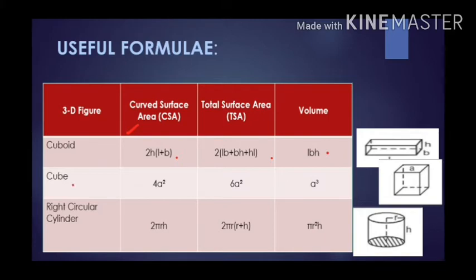For cube, all the sides are equal, and if you consider the side as a, then curved surface area is 4a square, total surface area is 6a square, and volume is a cube. For right circular cylinder, if you consider the radius of the base as r and height as h, then curved surface area will be 2 pi r h, total surface area will be 2 pi r into r plus h, and volume will be pi r square h.